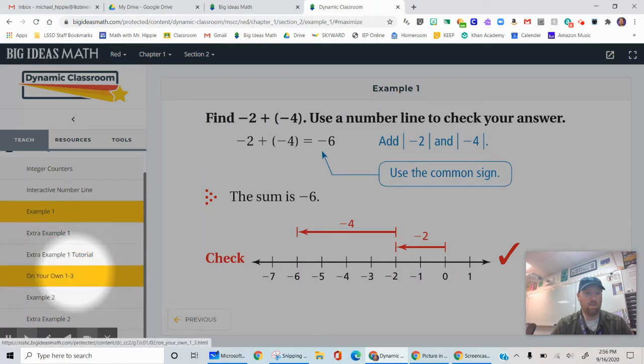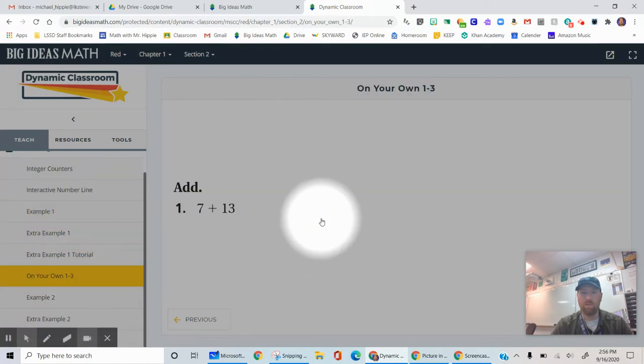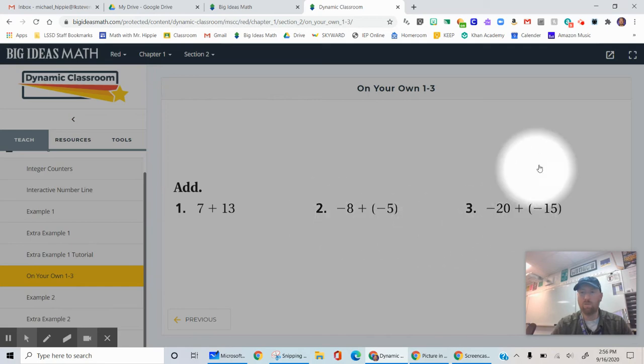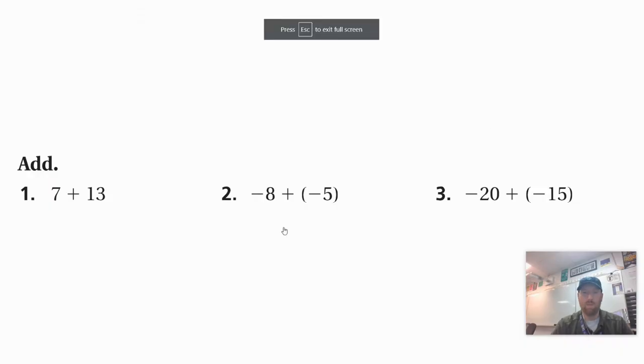What I'd like you guys to try, I'm going to give you 3 problems here. I want you to pause your video and see if you can solve these 3 on your own.